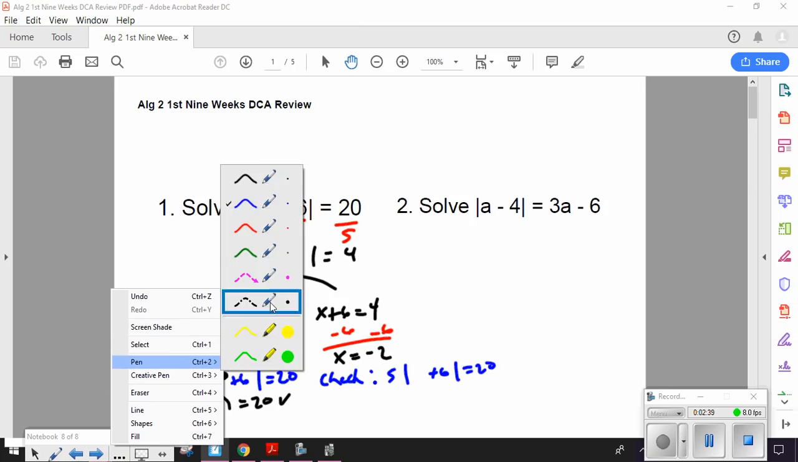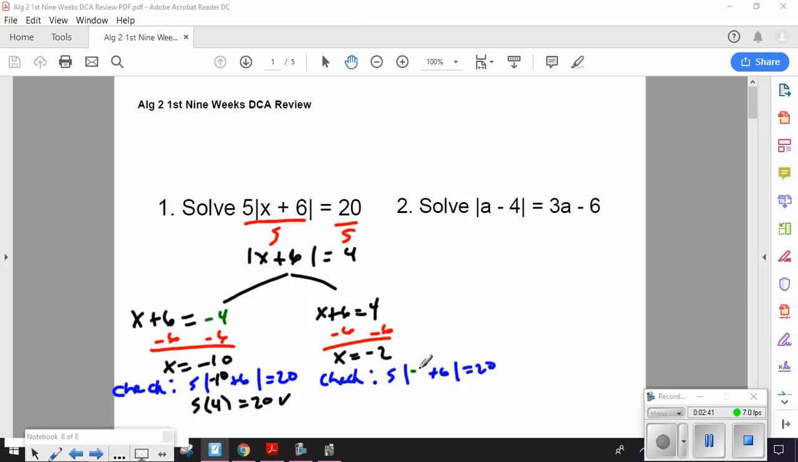Now I'm going to check with negative 2. So negative 2 plus 6 is a positive 4. So this is 5 times 4 again. And yes, it checks out. So your solutions are negative 10, negative 2.